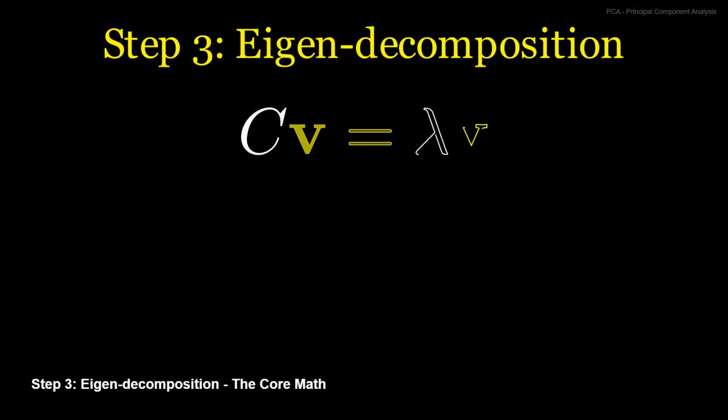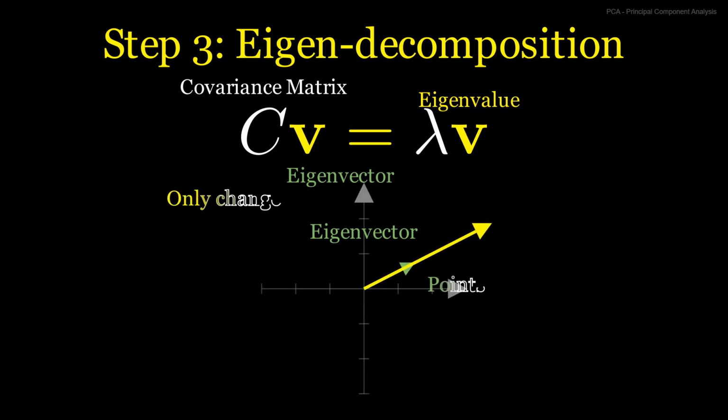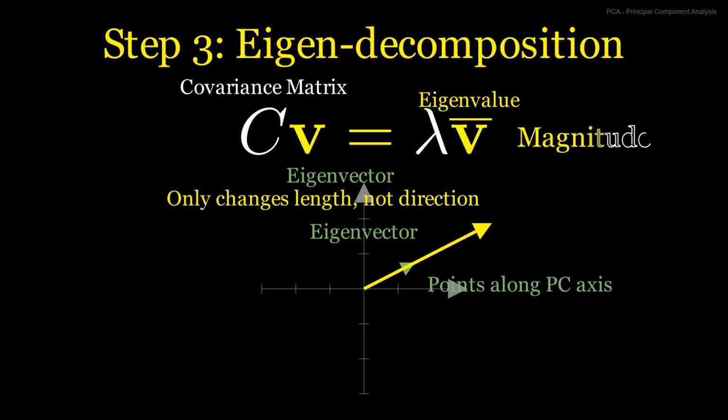Now, for the core of PCA, eigen-decomposition. We find the eigenvectors and eigenvalues of the covariance matrix. Eigenvectors are special directions that, when transformed by the matrix, only scale in magnitude, not direction. These eigenvectors are our principal components. Their corresponding eigenvalues tell us the magnitude of variance captured along each eigenvector, indicating their importance.